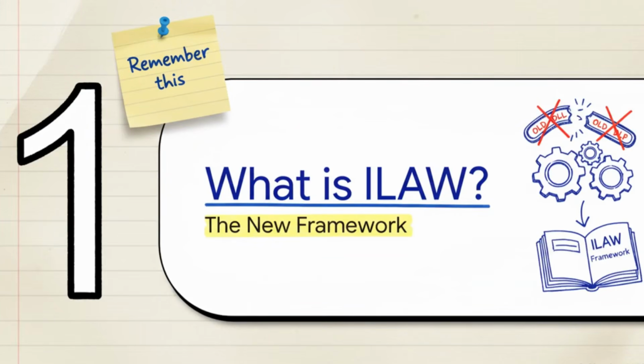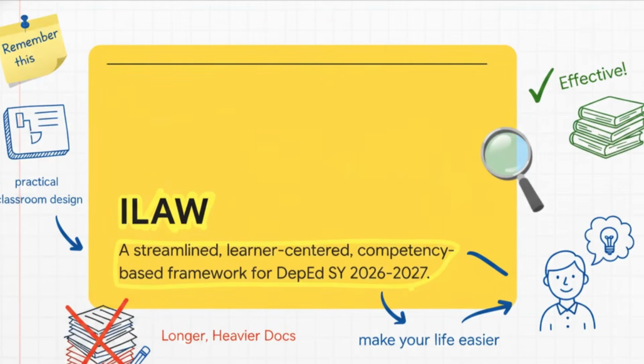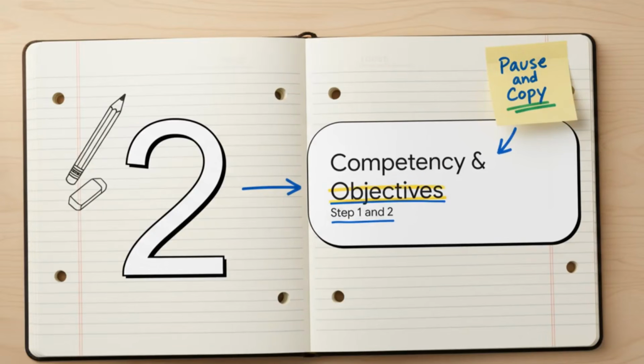Before we actually start writing, we just need to set the stage on why we're shifting away from the old DLL and DLP formats we've been using for so long. Take a look at this definition. ILAW is the new framework for DepEd school year 2026 to 2027. But here is the most important takeaway. It is a streamlined, learner-centered, and competency-based framework. ILAW is literally all about practical classroom design. It's absolutely not about making longer, heavier documents just for the sake of compliance. It's designed to make your life easier and your actual teaching much more effective. Right, let's get to work.